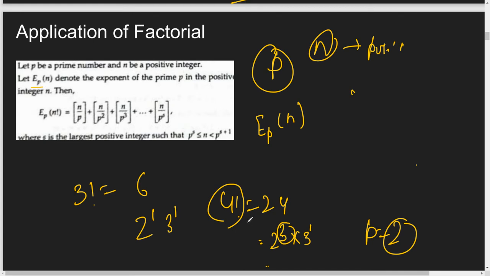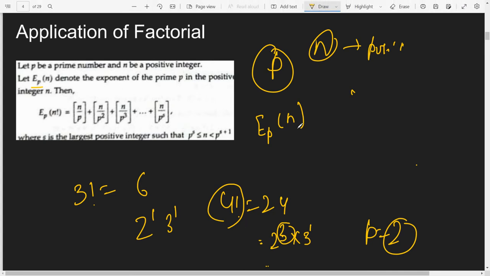Then E_p(n factorial) means what is the power of prime p in the n factorial. Okay, what is the power of prime p in the n factorial? So let's say in 100 factorial you are trying to find out what is the power of 7. You can find it out. So what is the formula for that?